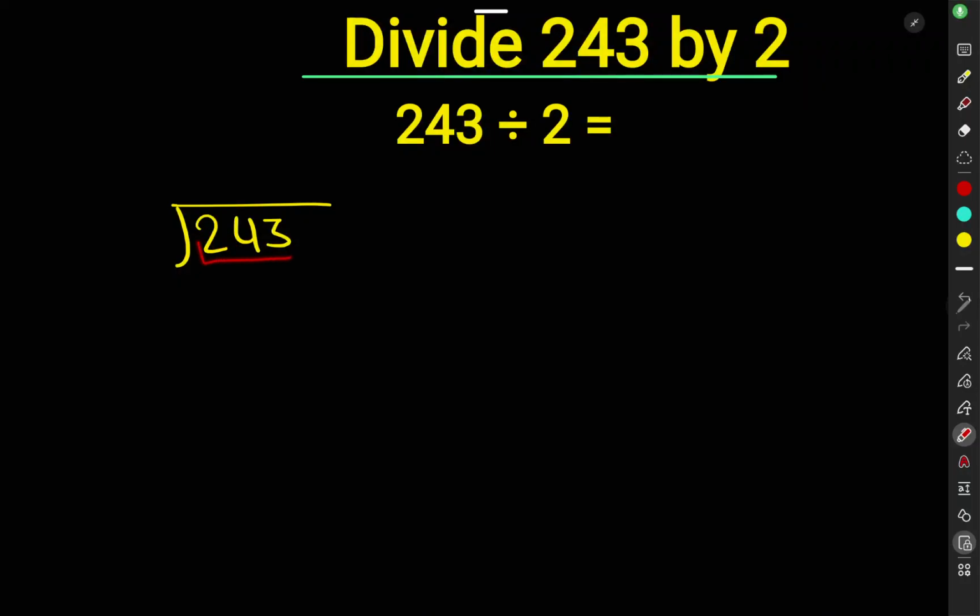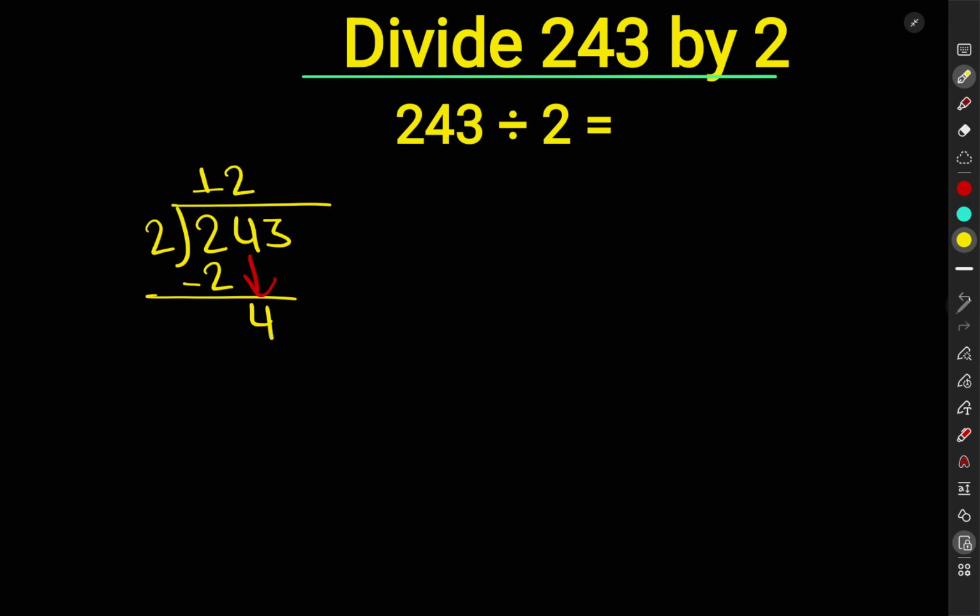Divide 243 by 2 in long division method. So 2 times 1 means 2. On subtracting we get 0. So now we put down the number beside this, 4, and we remove this 0.